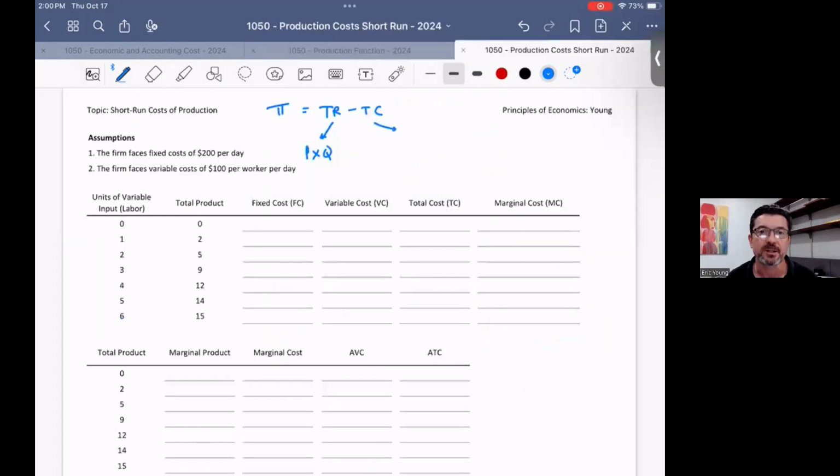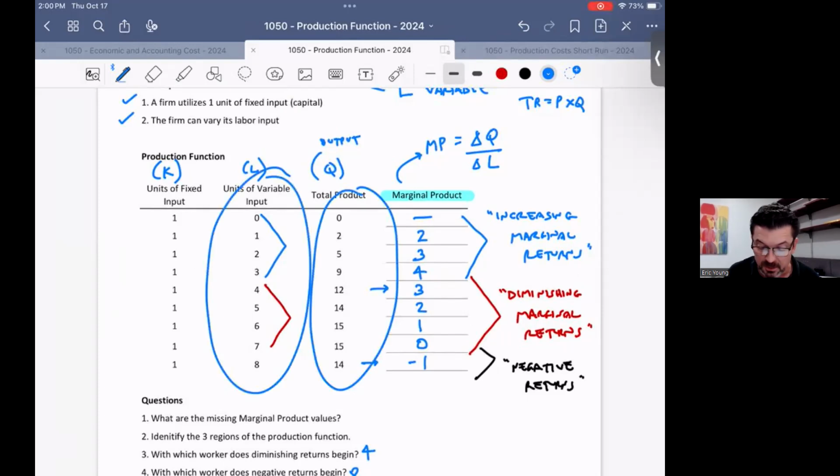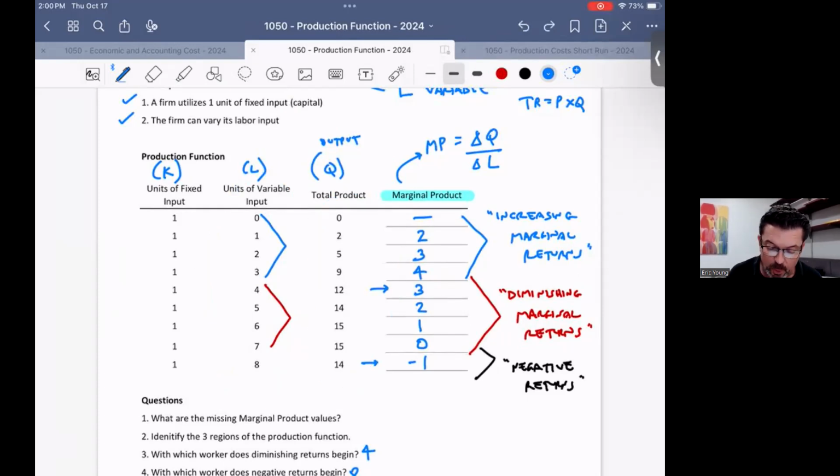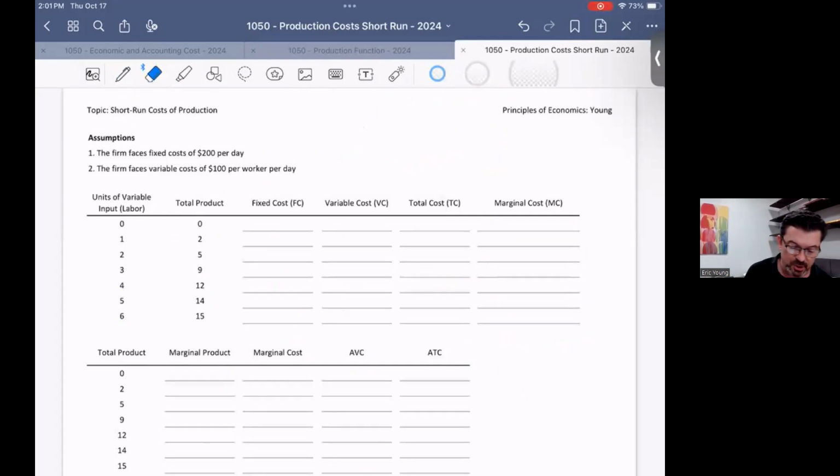But there's another part of that story. We saw over here that as we wanted to get more and more pizzas, we had to hire more and more workers. And hiring more and more workers affects our total cost. So we're now going to take our production function knowledge and extend that a little bit, and we're going to try to put some numbers onto what we're going to call short-run costs of production.